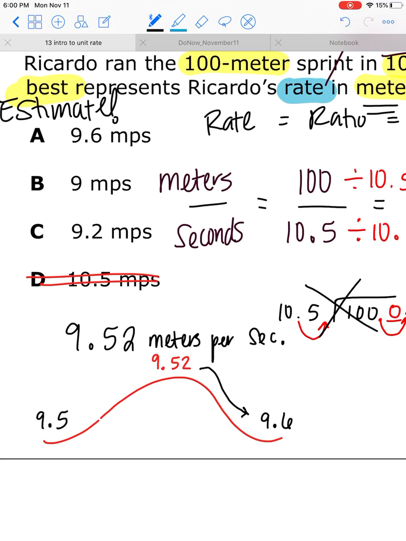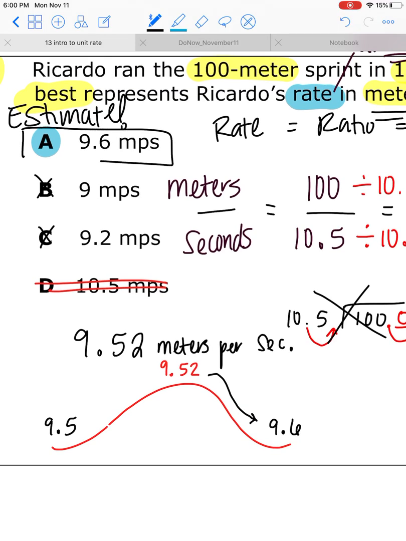Therefore, the correct answer is A, 9.6 meters per second. It's not 9. 9.52 is not closer to 9 in any way. It's not 9.2. It is also not closer to 9.2. The only possible answer was A. So Ricardo runs approximately, or is estimated to run, 9.6 meters per second.